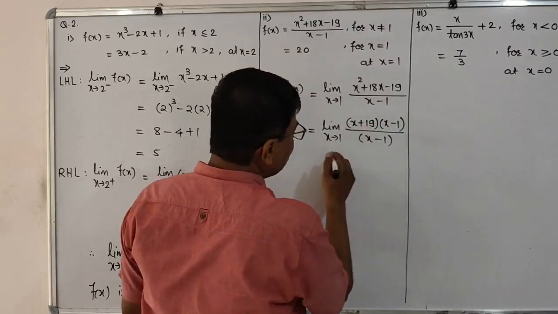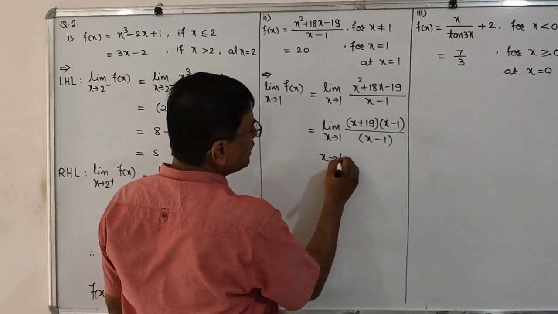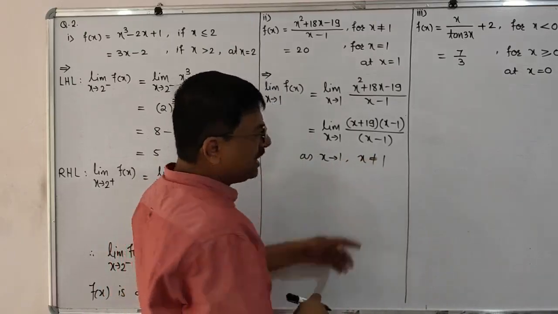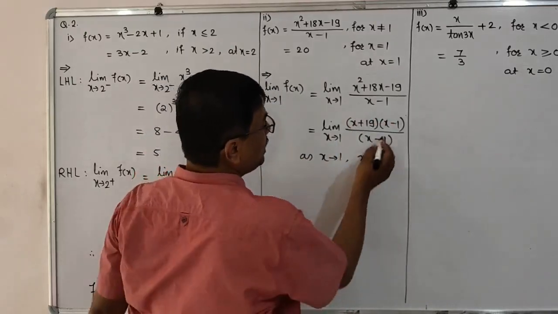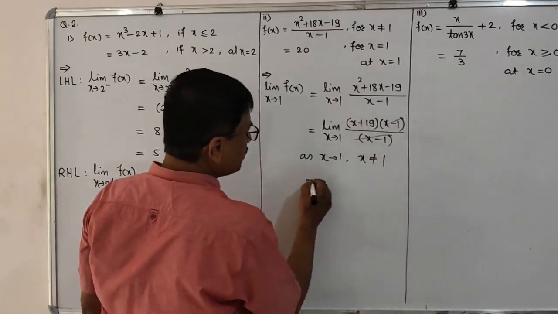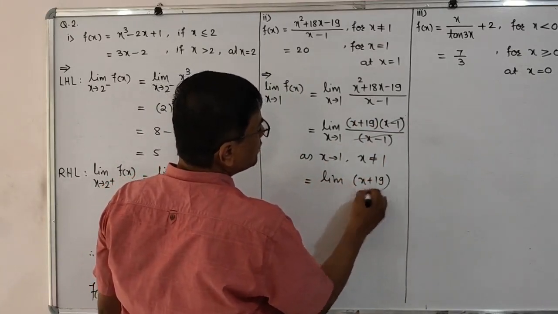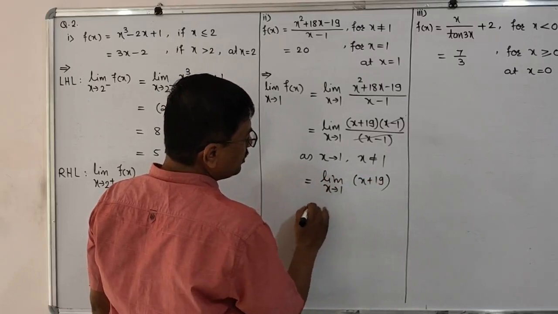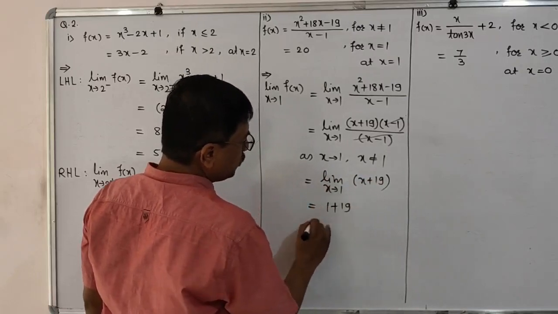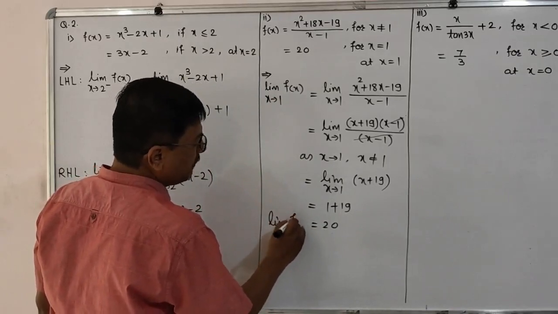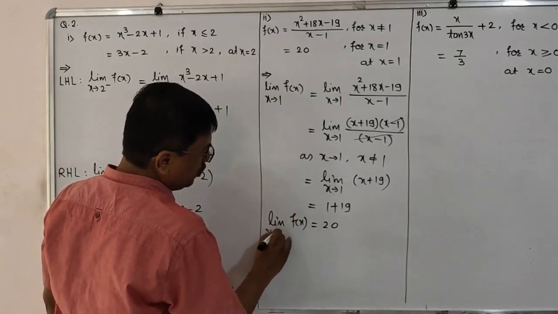Now to cancel this x minus 1, we know that as x tends to 1, x is not equal to 1, means x minus 1 is not 0. Hence we can cancel them. That is equal to limit of x plus 19 as x tends to 1. This is nothing but 1 plus 19, 20. And this is the value of the limit of f of x as x tends to 1.